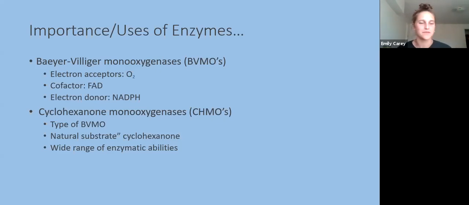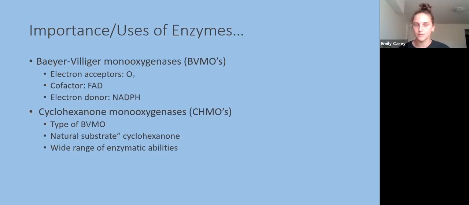Okay, kind of messed up. But their natural substrate is cyclohexanone, and they have a wide range of enzymatic abilities. So they're able to oxidize more than 100 non-natural substrates, and they have great regio, chemo, and stereo selectivity. So they're really desirable for processes. They're able to do sulfoxidation and oxidation of nitrogen, boron, and selenium compounds, along with epoxidation of alkenes. So basically, they're just really versatile enzymes.